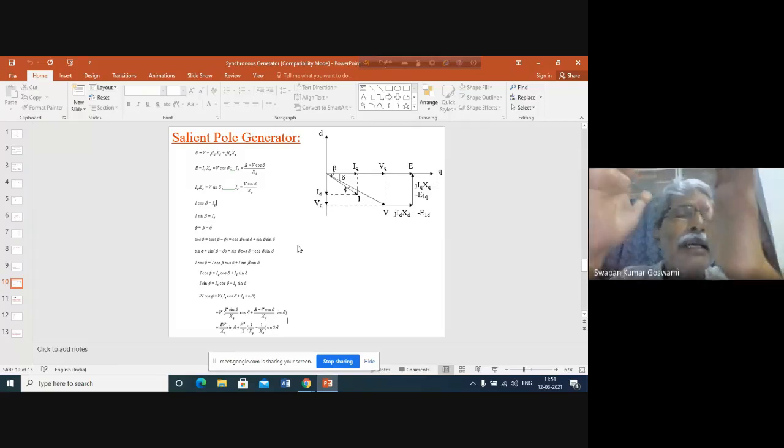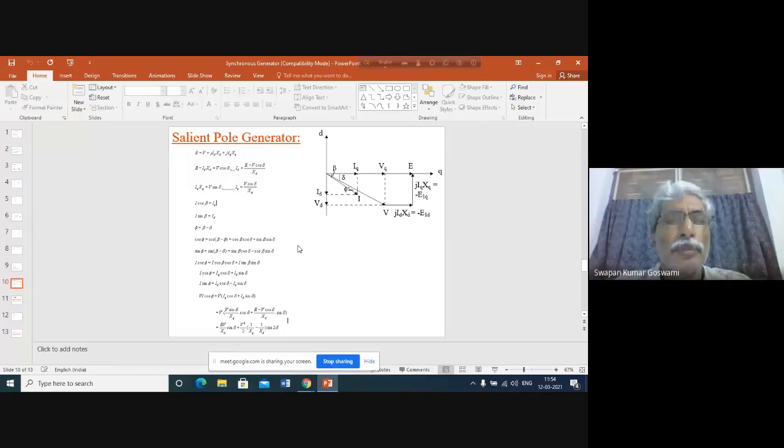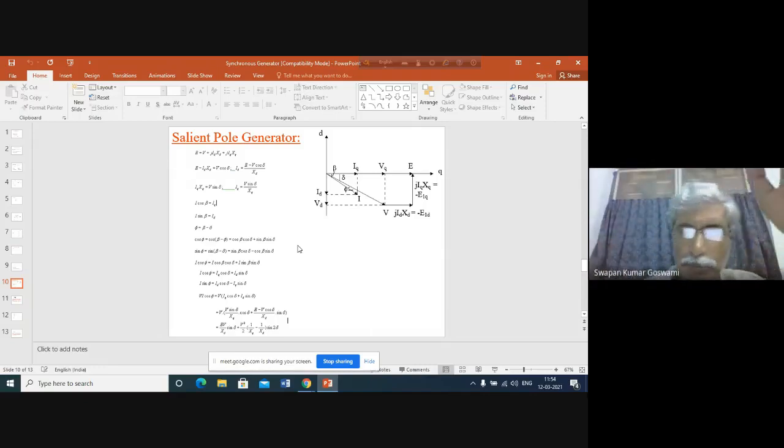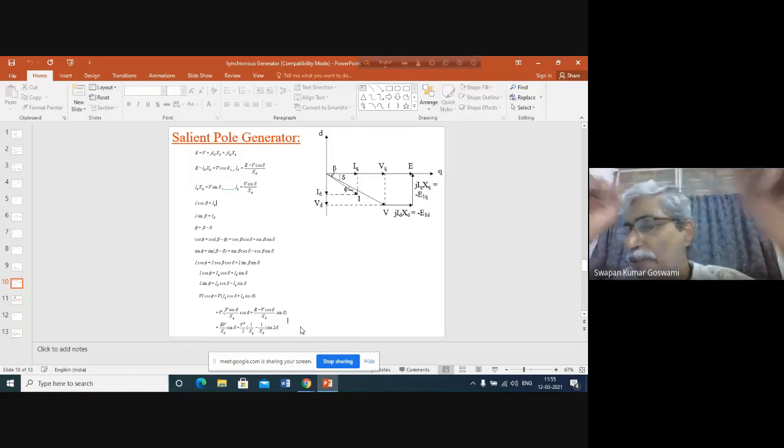Okay, and the unstable operating zone is more, from somewhat less than 90 degrees to 180 degrees. So what is the difference? All other things are more or less the same, but the only difference is that the zone of stable operation is somewhat reduced in the case of the salient pole type machine, and the unstable operation zone is somewhat extended. So my operating zone is becoming a bit narrow and the unstable zone a bit wider. This is one difference.